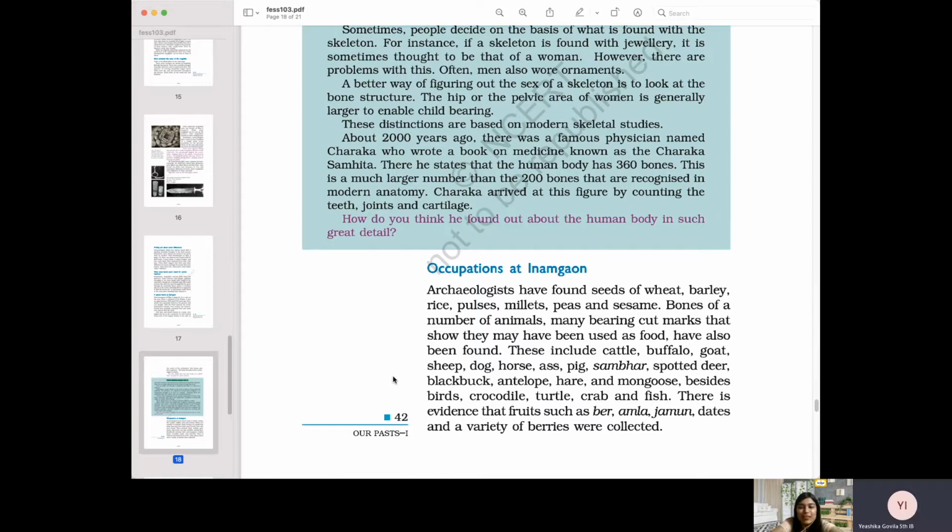Yeah. We discussed this, no, occupations at Inamgaon.